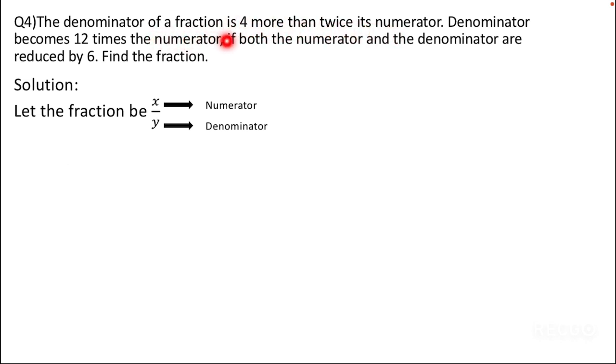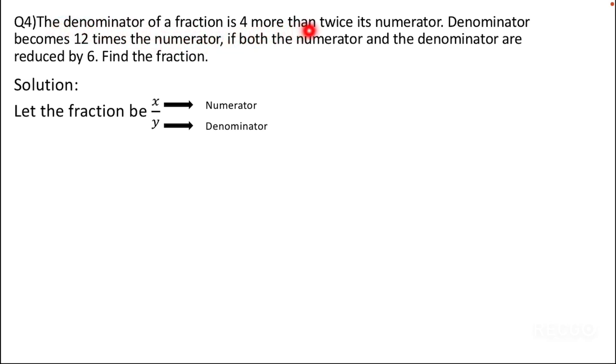Now over here they are saying more. More means what? Whatever thing is there, it is increasing, and wherever increasing is taking place, it's obvious that addition is taking place. If they are saying less, it means subtraction is taking place. So the denominator of a fraction is 4 more than twice its numerator.